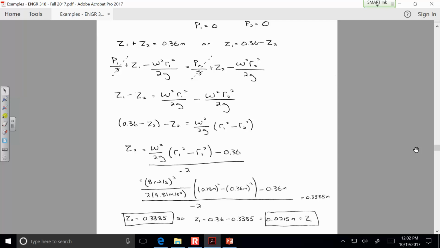So the Z2 would be 0.3385. That's the elevation on the right. And the elevation on the left would be 0.0215 meters. So let me write that on here. Z1 is 0.0215, Z2 is 0.3385 meters.